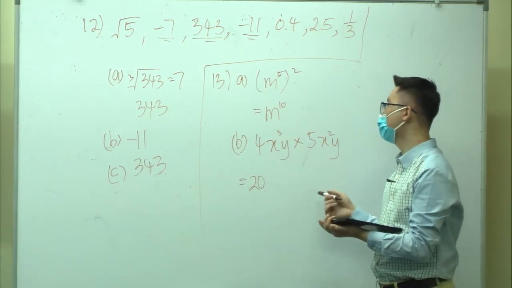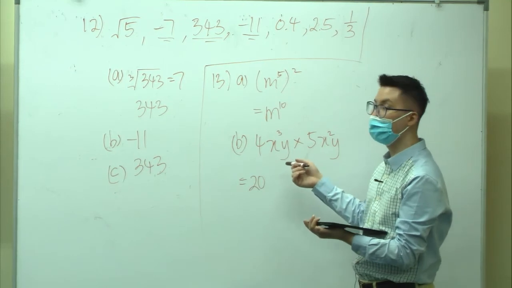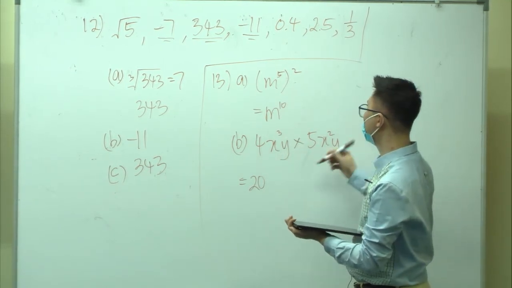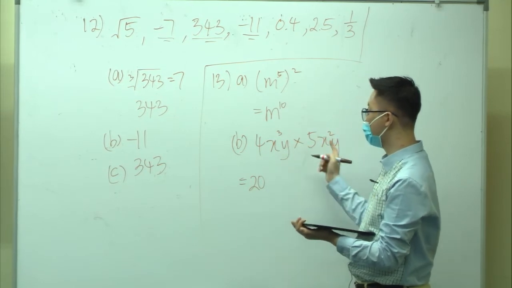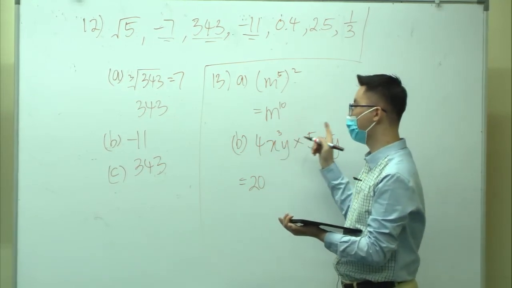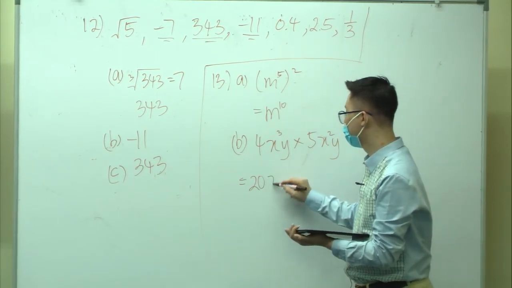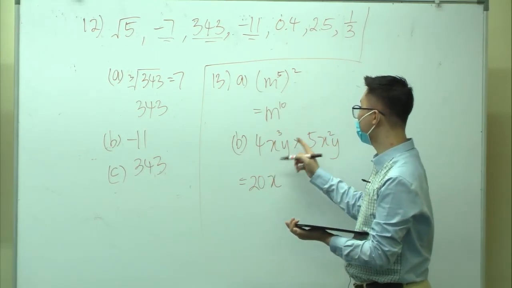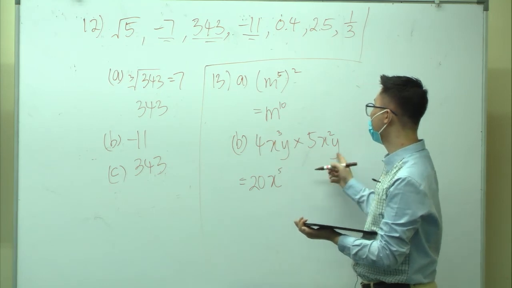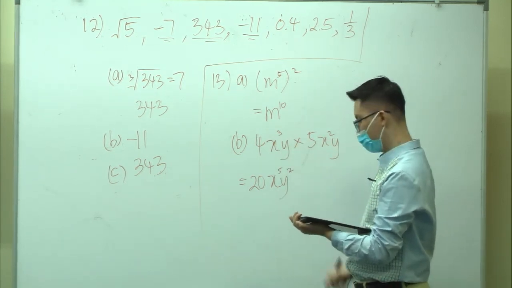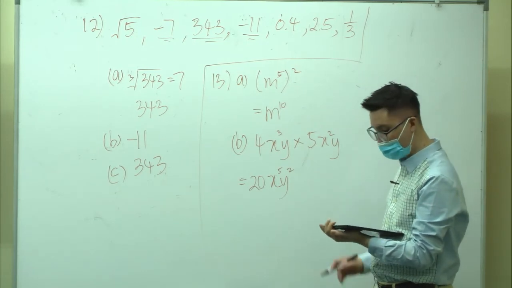This one, when you times, we apply the index law. x to the power of 3 times x to the power of 2, you know they have the same base, so the powers must be added. Must be added. So 3 plus 2, you get 5. y has the same base, the power is 1, so you get y squared. Okay, so this is the answer.